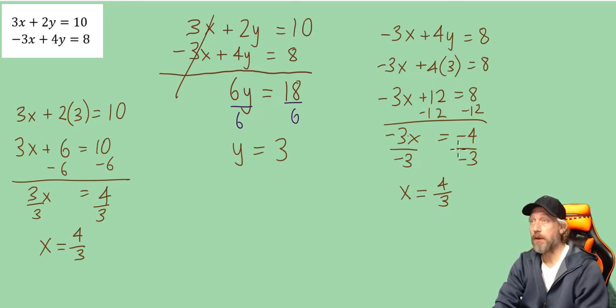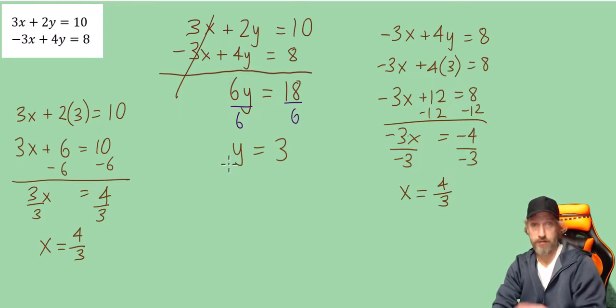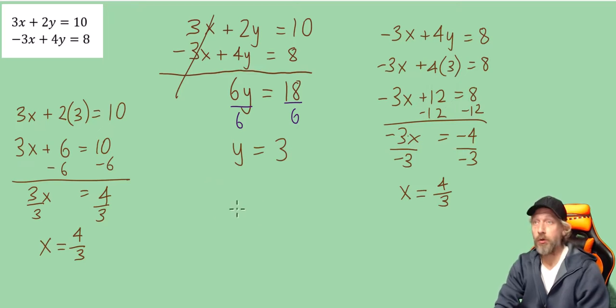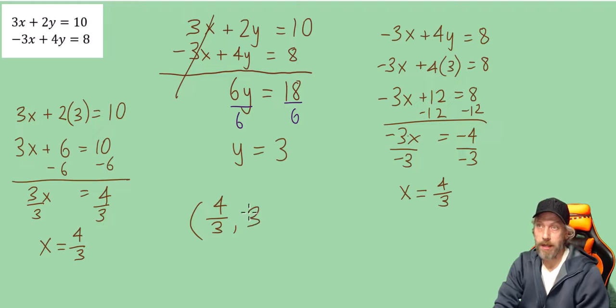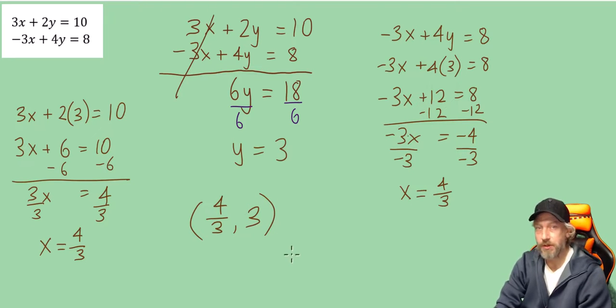So we confirmed that we have x equals 4/3 as the other part of this solution, where we need to find values for x and y, values that would make both equations true, and that solution is x equals 4/3, y equals 3. Let's do another example.